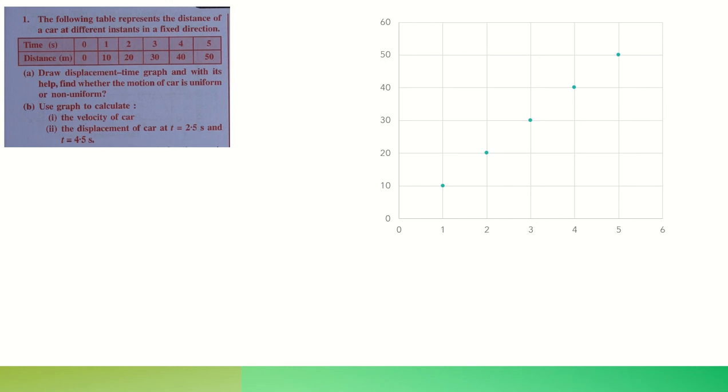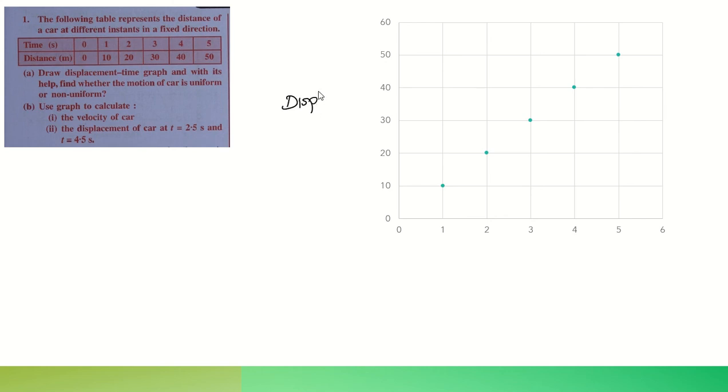Now the following table represents distance of a car at different instants in a fixed direction. So data is given, time and distance is given. Draw displacement time graph and with its help find whether the motion of the car is uniform or non-uniform. Use the graph to calculate the velocity of the car and the displacement of the car at t equals 2.5 seconds and t equals 4.5 seconds. Okay, so we have to plot a displacement time graph.